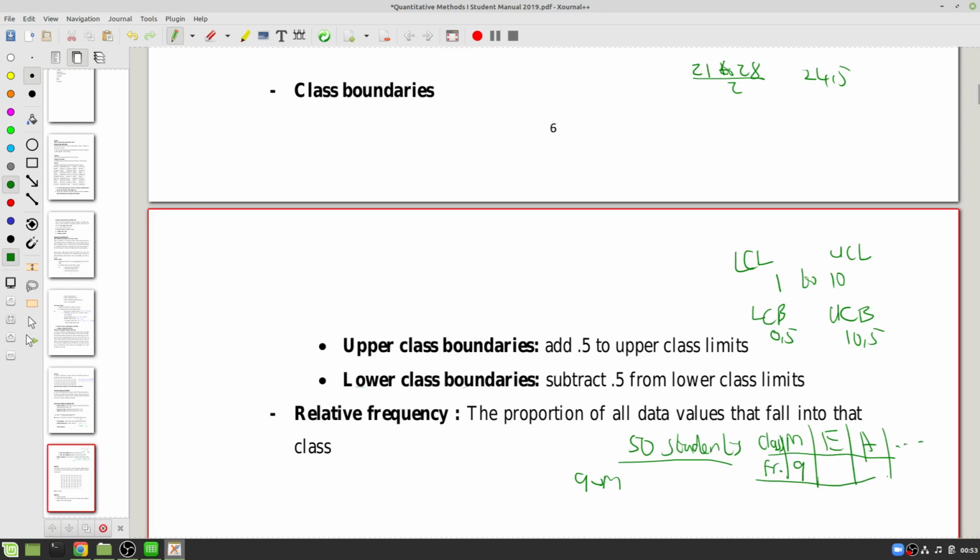So what's our relative frequency? The relative frequency is just the frequency divided by the total. So 9 divided by 50 gives us 0.18. So that is relative frequency.